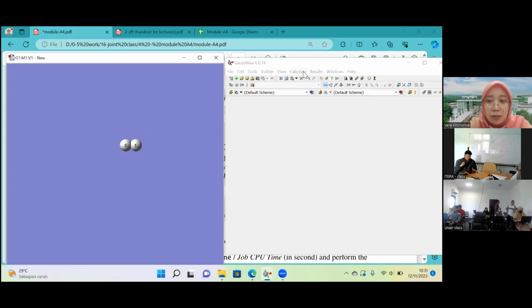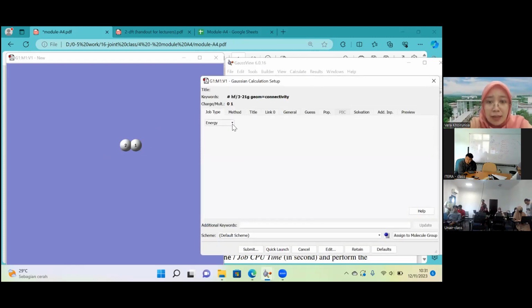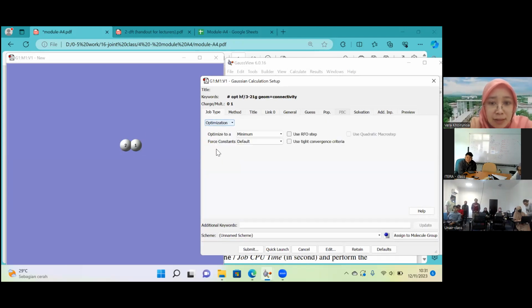And we go to Calculate, Gaussian Calculation Setup. And here choose the job type, choose optimization. Here you can see the optimize to a minimum or TS, but today we use minimum. We will optimize to the minimum and we use the default force constant.